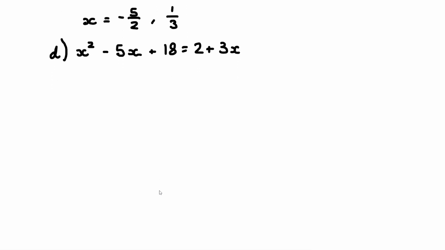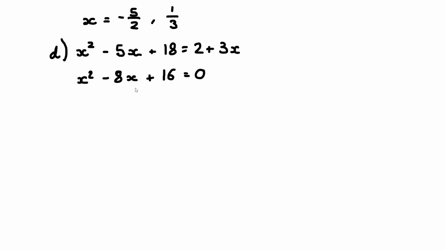First things first, we want this side to equal 0. So we'll bring the 2 and 3x over. So basically we're subtracting 2 on both sides and subtracting 3x on both sides. So the x squared will remain unchanged. Since we're subtracting 3x on both sides, that will give us minus 8x over here. And since we're subtracting 2 on both sides, we will get plus 16 over here. And that will just give us 0, right?